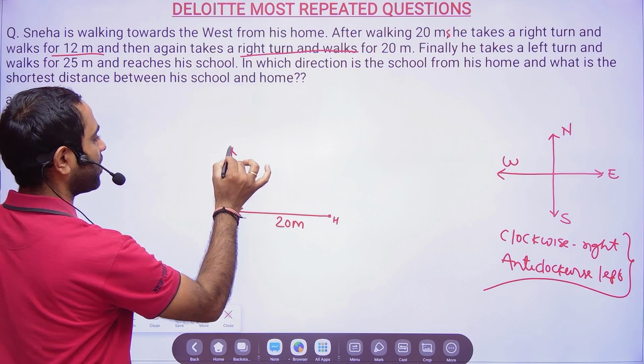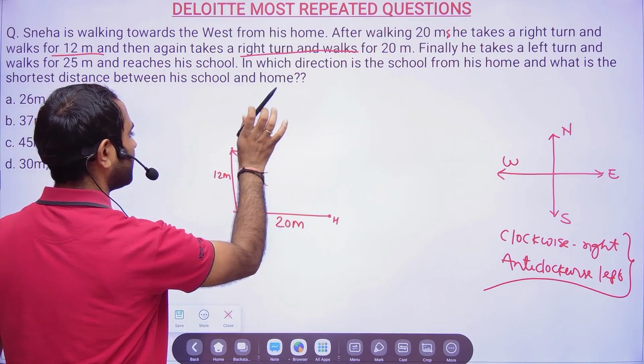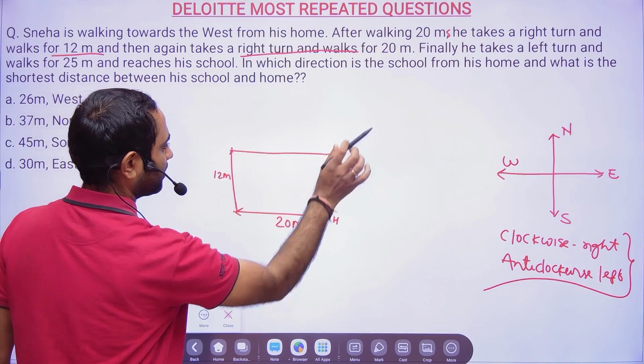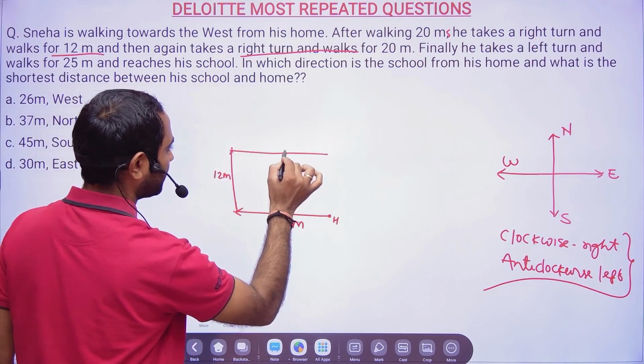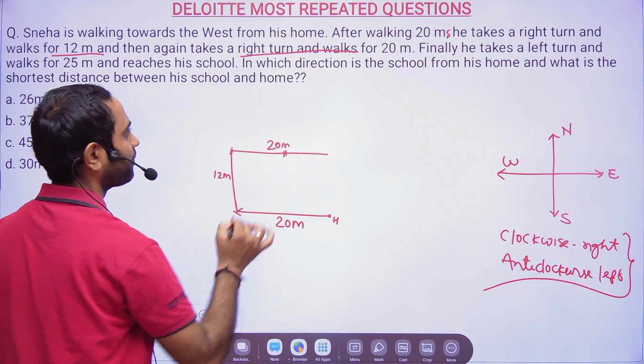Again put your pen point here. Right side 20 meter means it will be nothing but this side. Okay? 20 meters of parallel distance. So this is nothing but 20 meter.